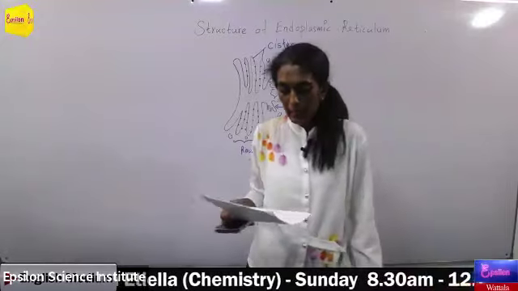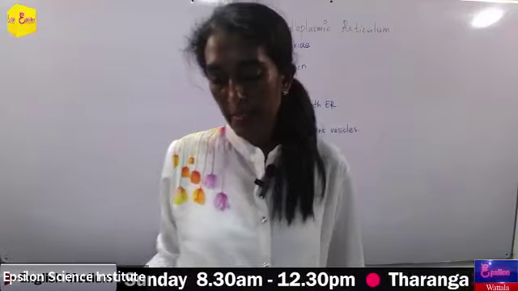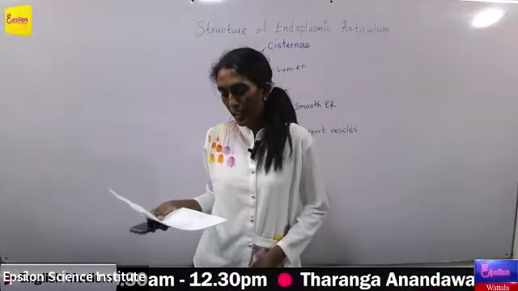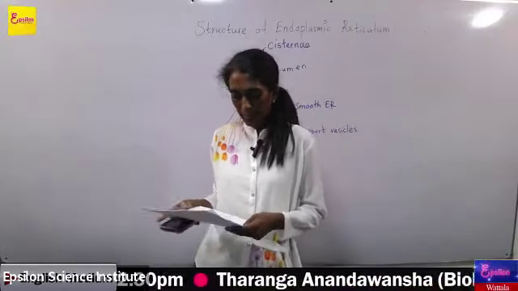What are the 4 main biomolecules found on Earth? Carbohydrates, proteins, lipids, nucleic acids. Half into 4, 2 marks.